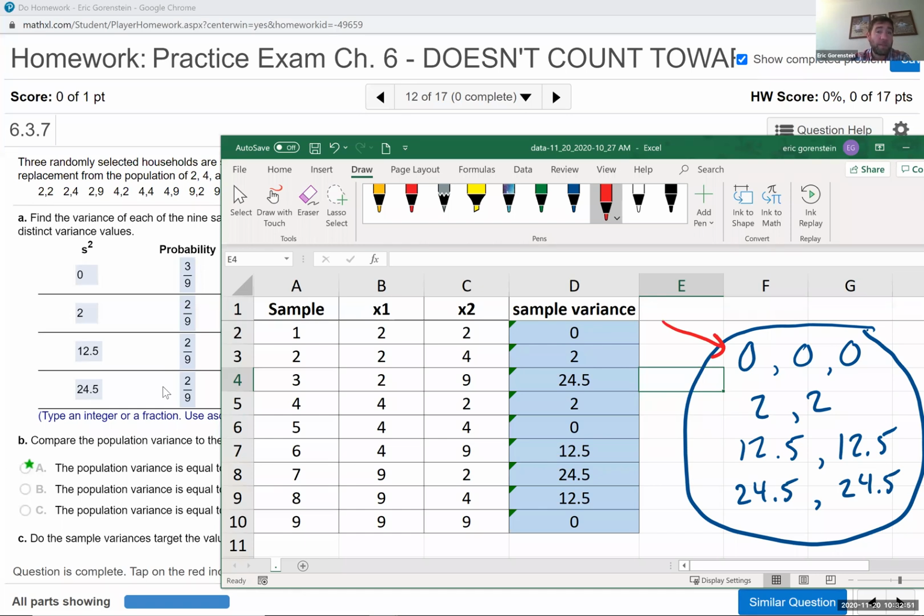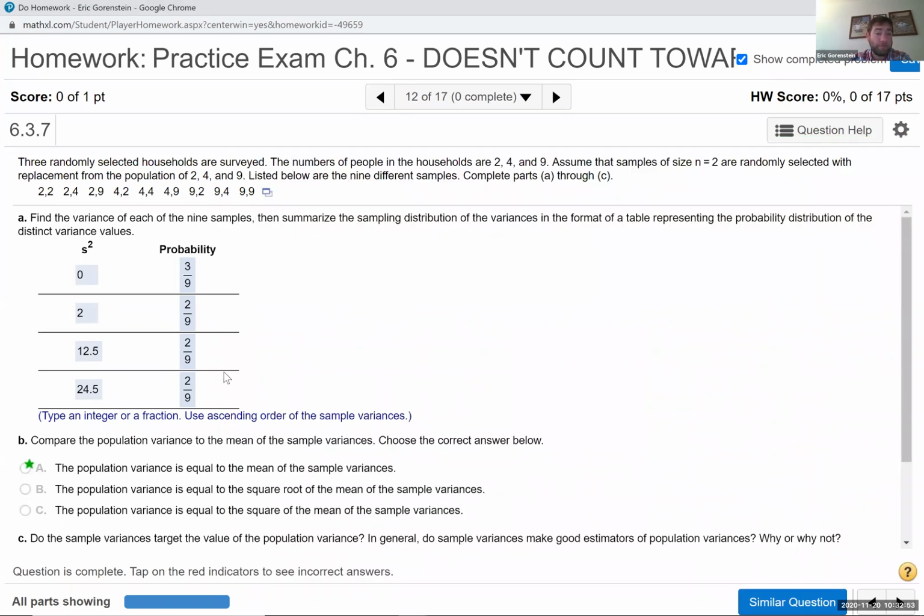And so on. So that's where these probability numbers come from. Thank you. Oh, you're welcome.